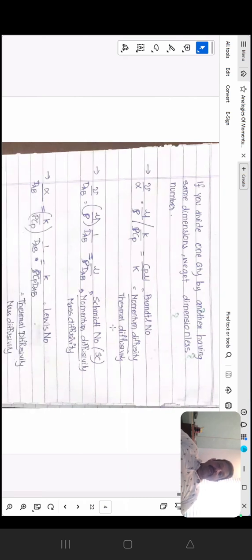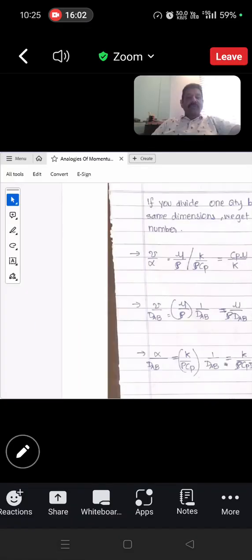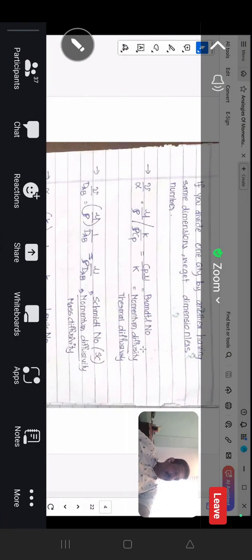Okay. So now if you divide one quantity by another quantity. In momentum transfer I have kinematic viscosity, in heat transfer thermal diffusivity, and in mass transfer mass diffusivity. So kinematic viscosity by thermal diffusivity, that is mu by alpha, is equal to kinematic viscosity, mu by rho, divided by alpha, which is K by rho Cp.